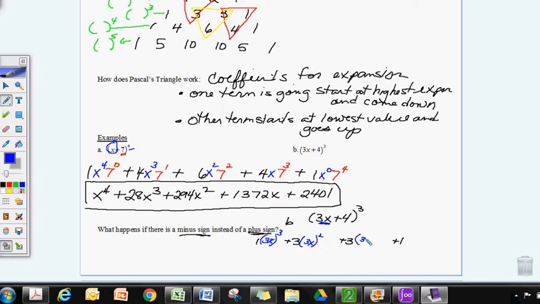Okay? So what happens if there is a minus sign? The first term, notice how I'm pointing at the 27x cubed, is always positive. And then we're going to alternate. Then it's going to be a minus sign, a plus sign, a minus sign. So what happens if we alternate signs? Alternate signs.